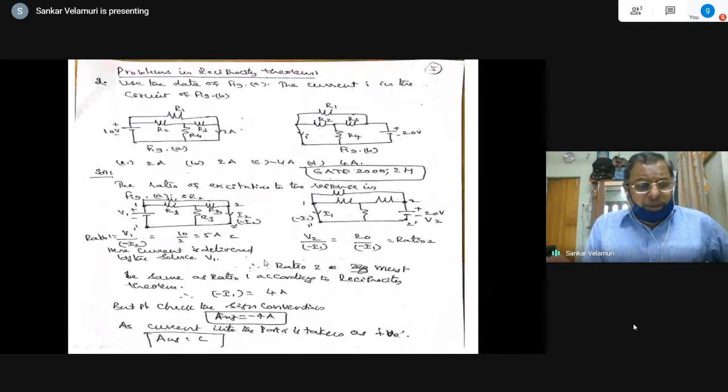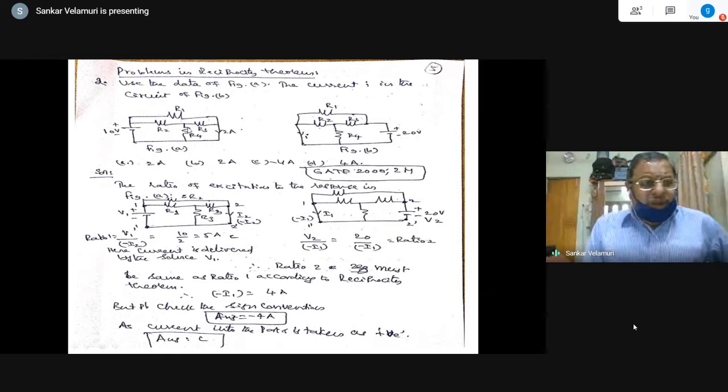Now, let us see this particular problem. This is given in GATE examination, I think. Yeah, GATE 2000 for 2 marks. Use the data of figure A. The current I in the circuit of figure B will be, that is implied, 2 amps given, minus 4 amps and 4 amperes.